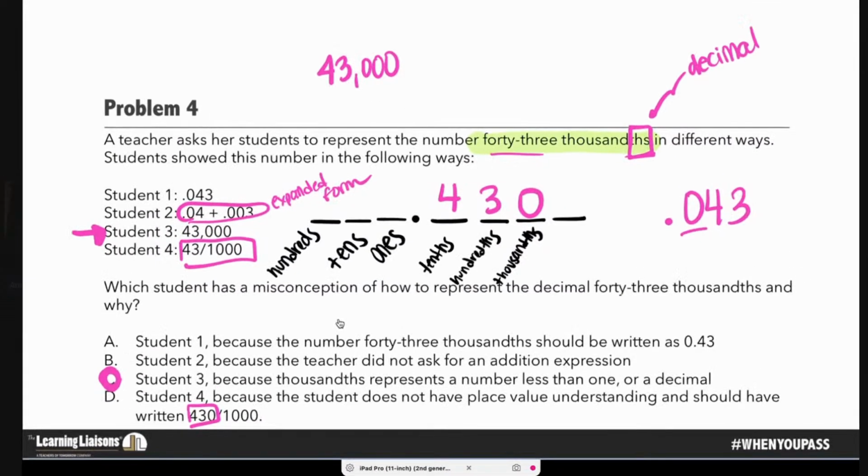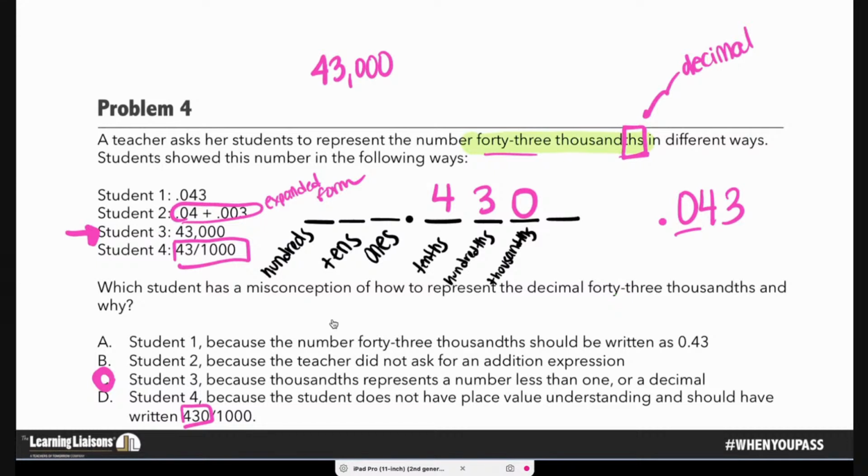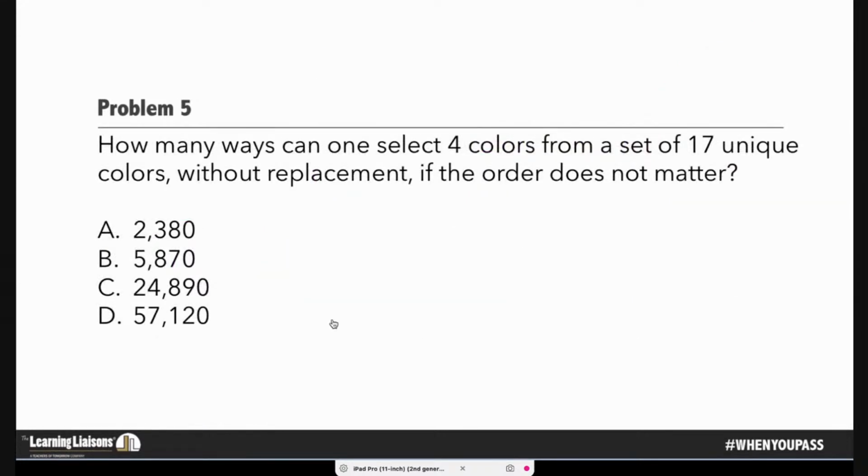All right, let's move on to problem number 5. How many ways can one select 4 colors from a set of 17 unique colors without replacement if the order does not matter?